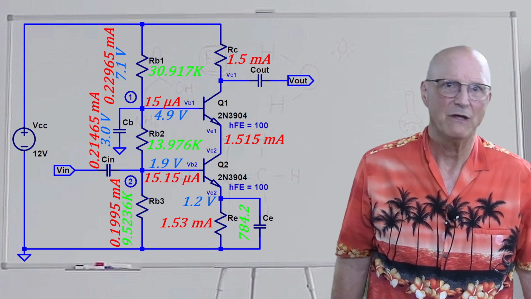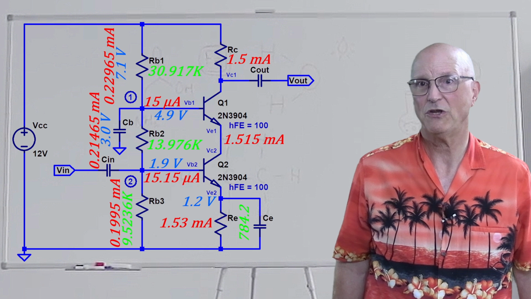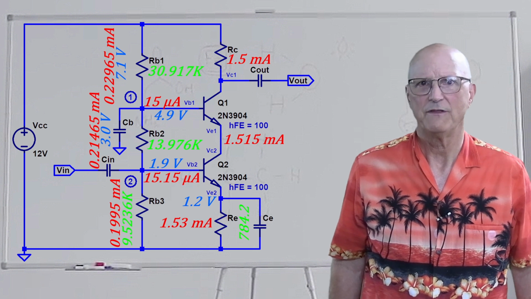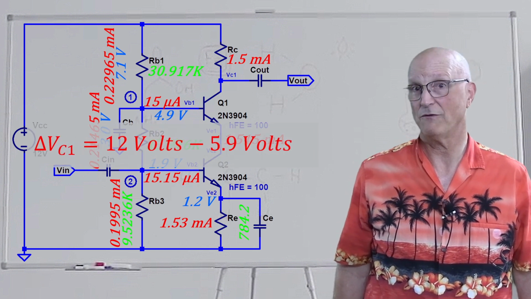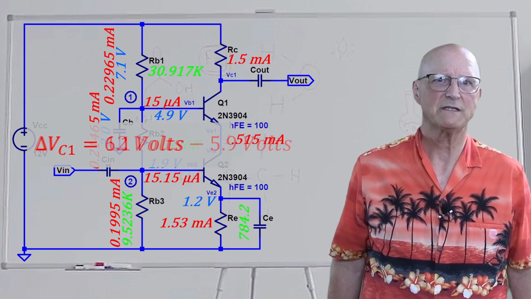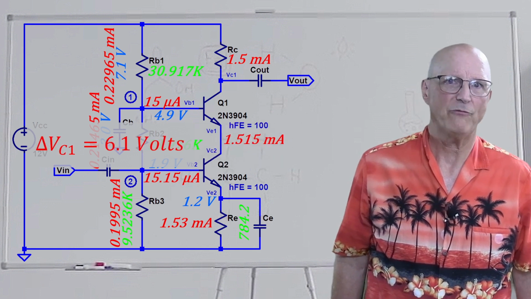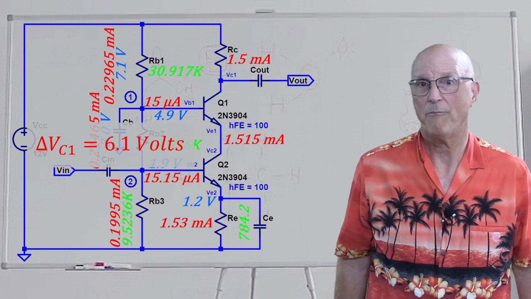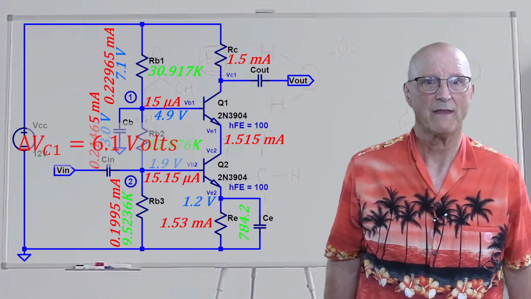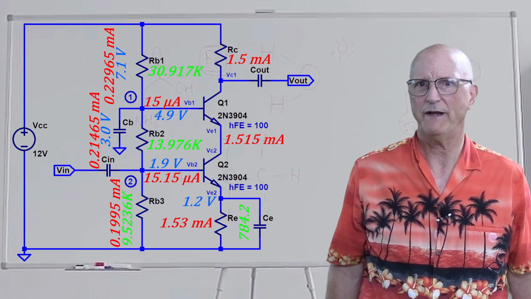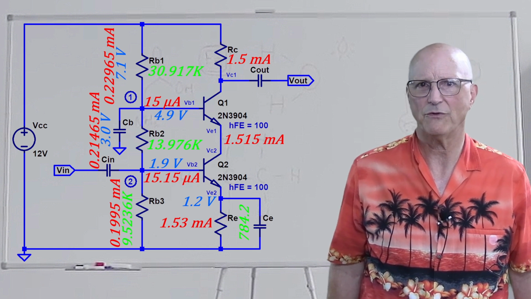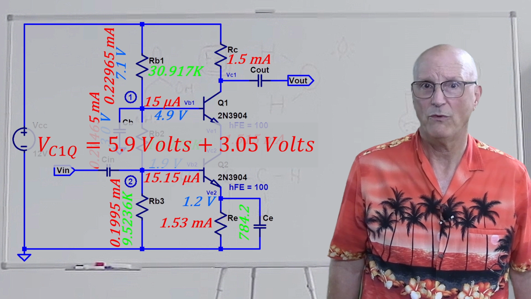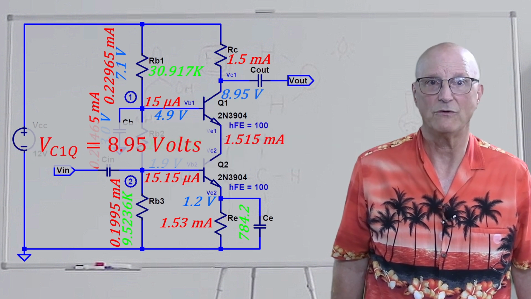Now that we know these limits, we can set the quiescent collector voltage for Q1 to be halfway between 5.9 volts and 12 volts. The difference between these two limits is equal to 12 volts minus 5.9 volts, which is 6.1 volts. Halfway between these two limits is 6.1 volts divided by 2, or 3.05 volts. Now, to get our desired quiescent point, I add this to the minimum collector voltage, so we get 5.9 volts plus 3.05 volts, which gives us 8.95 volts.